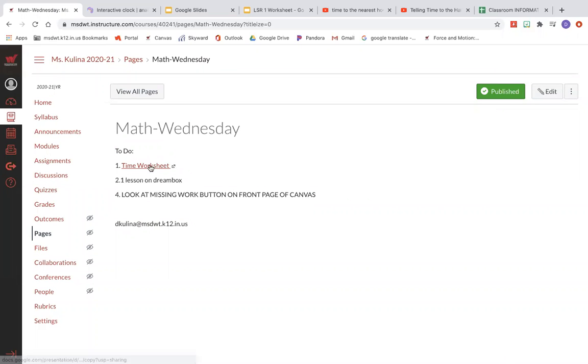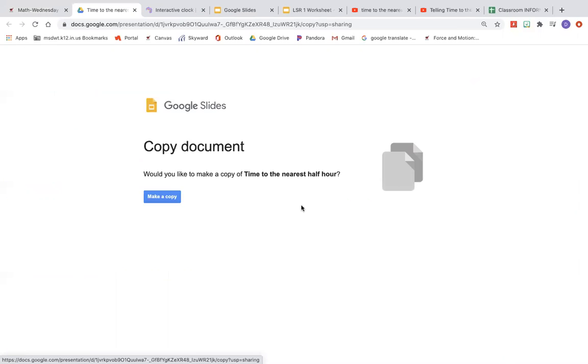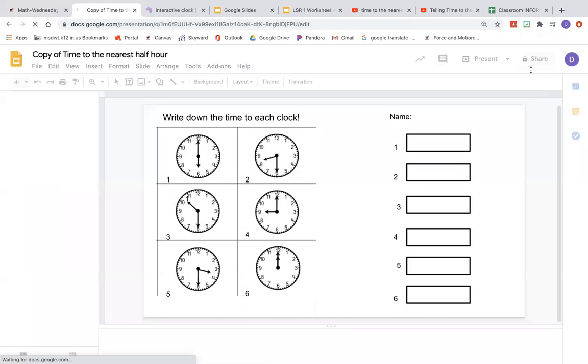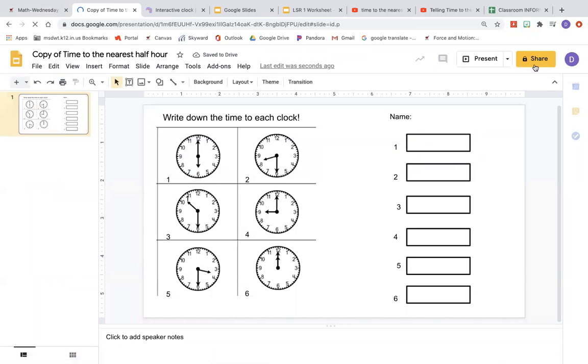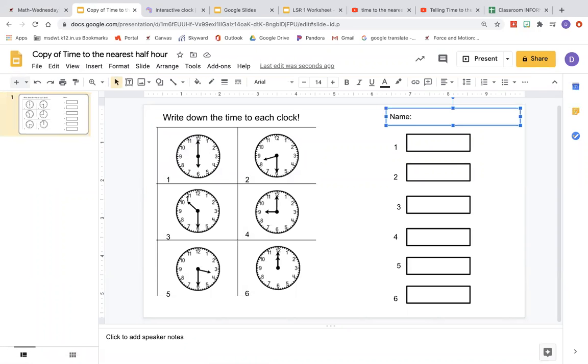We have 2 things to do today. You have a time worksheet. I'm going to show you what that worksheet looks like. Make a copy. You need to make sure you share it with me, okay? Make sure you share it with me. Put your name, as always.